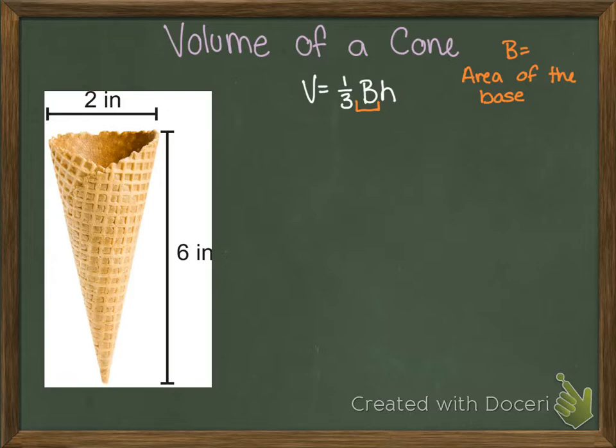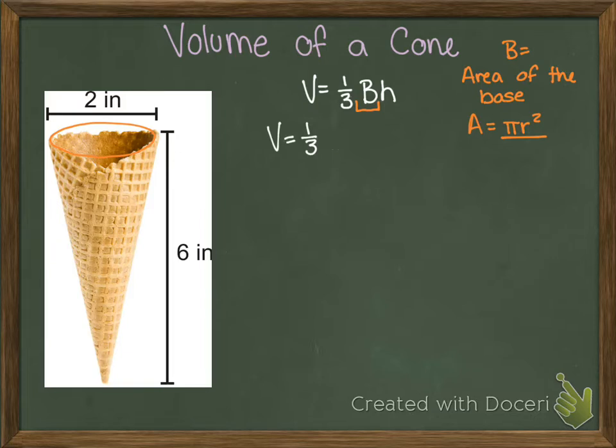Now with cones, spheres, and cylinders, it is always going to be a circle. That will always be your base, which means that you're going to replace big B with the area formula for our circle, which is A equals pi r, or radius squared. So we're going to go ahead and rewrite our volume formula to include the big B. That would be volume equals 1/3 pi radius squared.